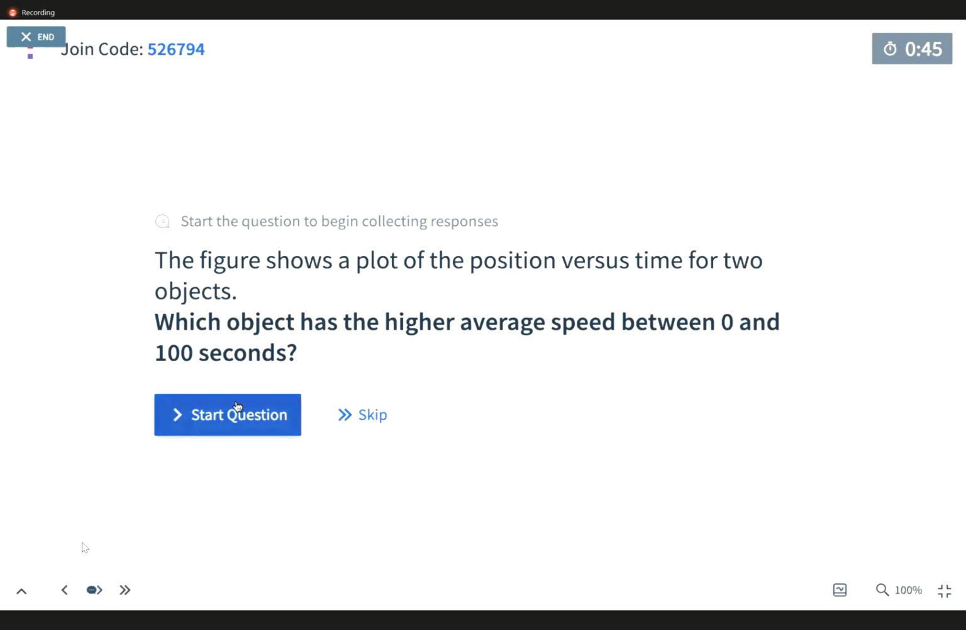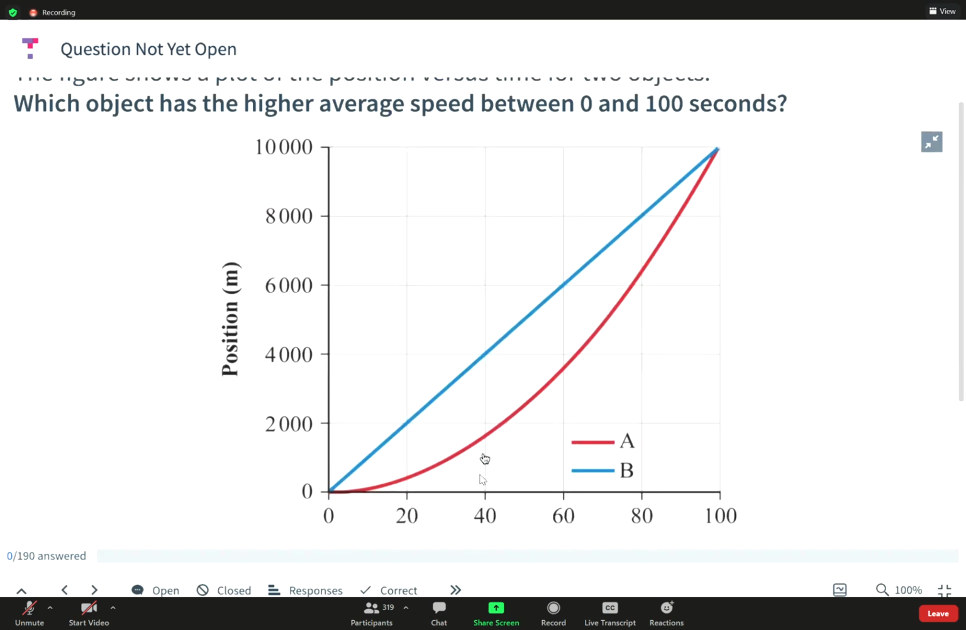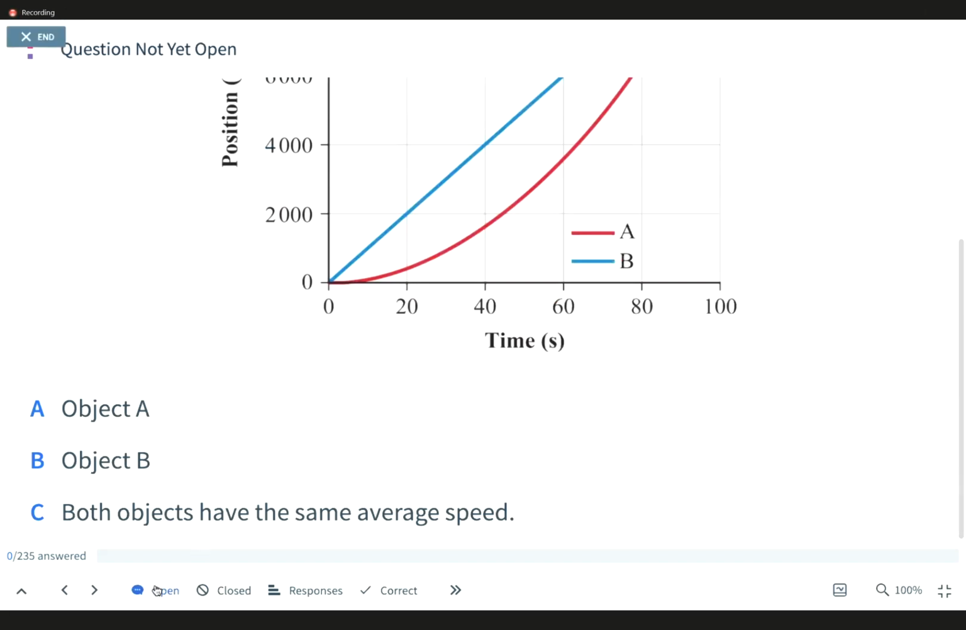This is an important question. We have basically two objects, A and B, and they obey this position versus time graph. Which object has the higher average speed between 0 and 100 seconds? Object A, object B, or both objects have the same average speed?